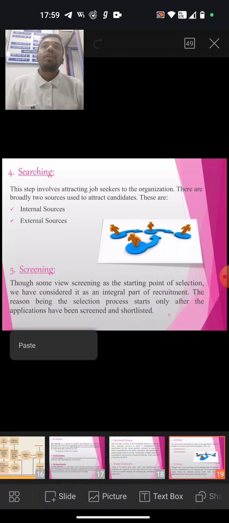Fourth one, searching. This step involves attracting job seekers to the organization. There are broadly two sources used to attract candidates: internal source and external source.